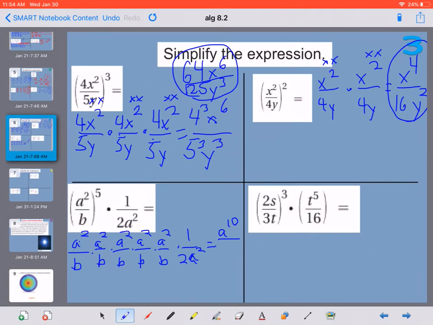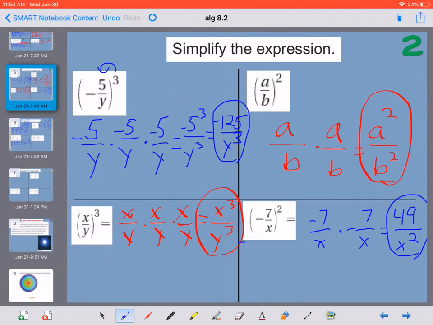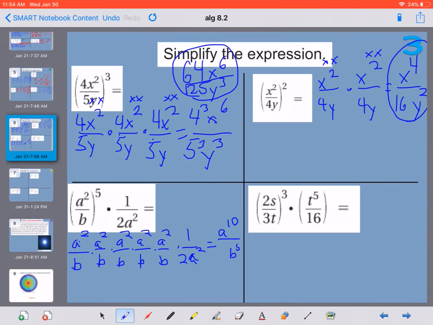Now we're going to write this in alphabetical order. We have 1, 2, 3, 4, 5 b's, so b to the 5th. We also have a 2, and we have 2 a's, so a squared. Now this is not simplified yet because we have a's on the top and a's on the bottom. On the top we have 10 a's. On the bottom we have 2, so we could do 10 minus 2, and we would get a to the 8th power over 2 times b to the 5th power.